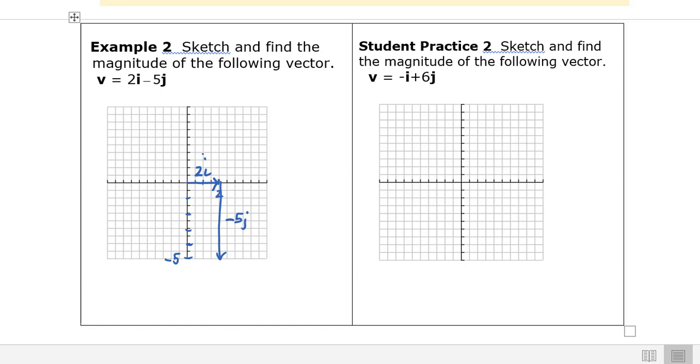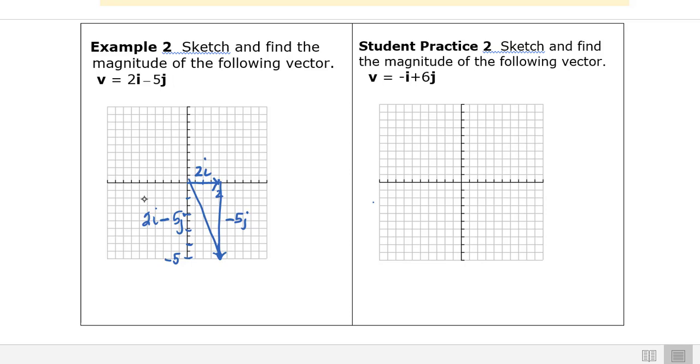We know the sum of those vectors is going to be the vector whose initial point is at the initial point of 2i and whose terminal point is at the terminal point of negative 5j. So our new vector 2i minus 5j is this vector right here, basically the sum of those two vectors. Now you don't need to draw those two vectors in order to draw your final vector.